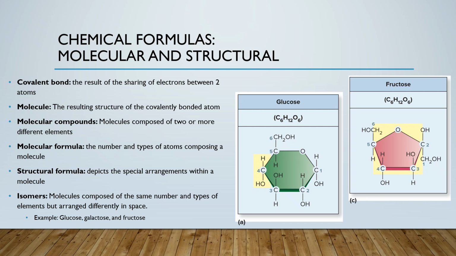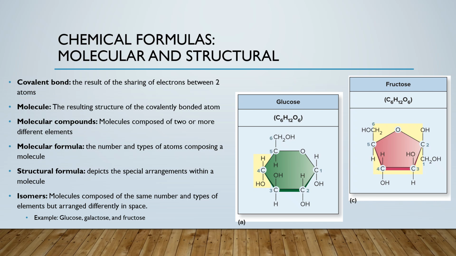A molecular formula is the number and types of atoms composing a molecule. An example is carbonic acid, which has 2 hydrogen atoms, 1 carbon atom, and 3 oxygen atoms. You can see an example of a molecular formula directly below the word glucose in the first image.